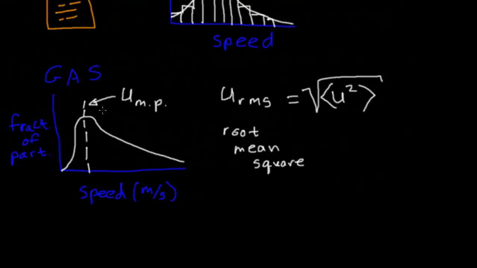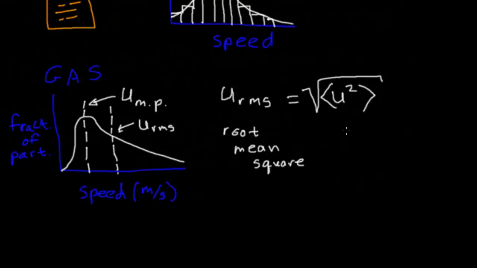And on this graph, because of the asymmetry, if there were symmetry in this graph, then the most probable and RMS speed would be on top of each other, but the RMS speed turns out to be a little bit higher than that. So I'm going to draw, and this is exaggerated a little bit, another dashed line out here, and this position over here of this dashed line is URMS.